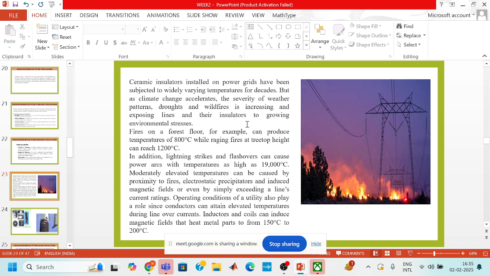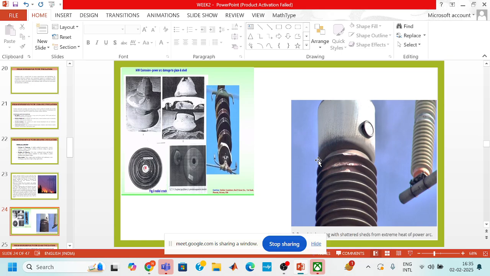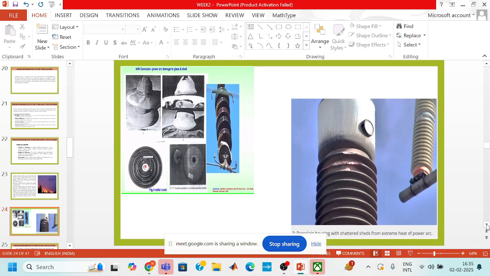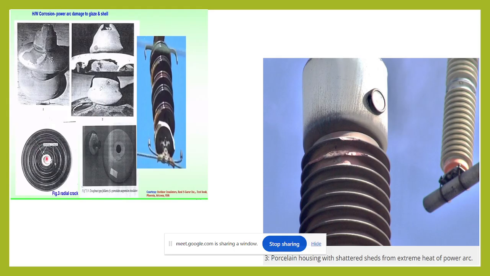So this can cause damage to insulators. Now you see here the porcelain housing with shattered sheds from the extreme heat of a power arc. And due to mechanical stress, it breaks down.